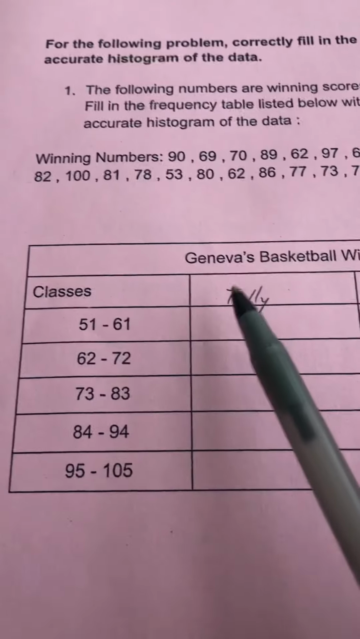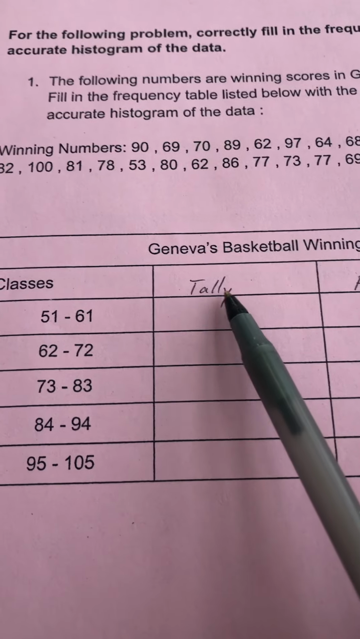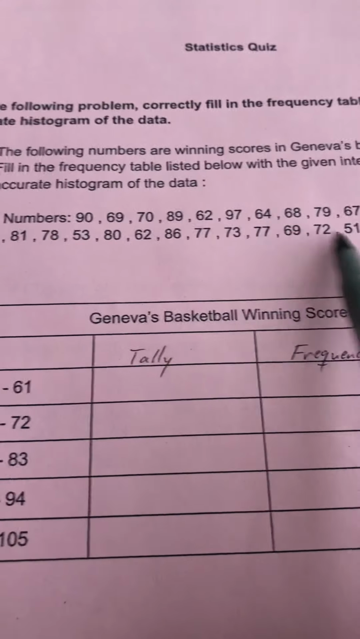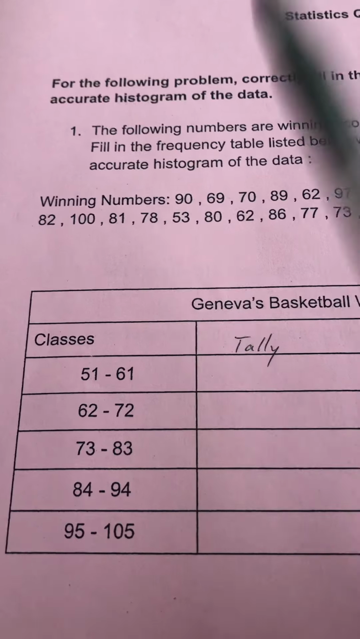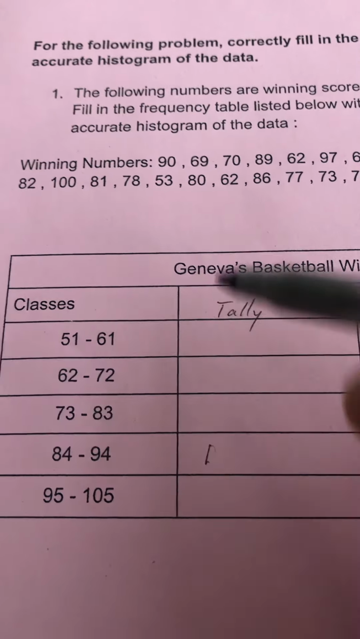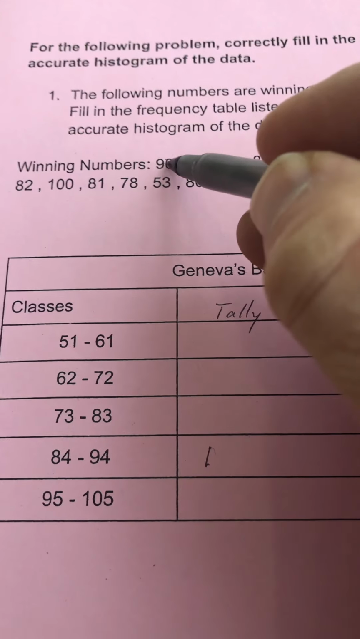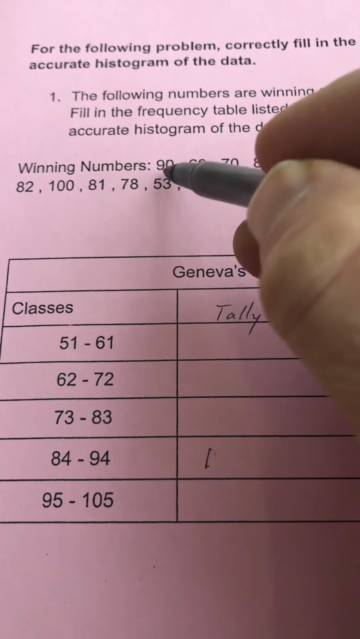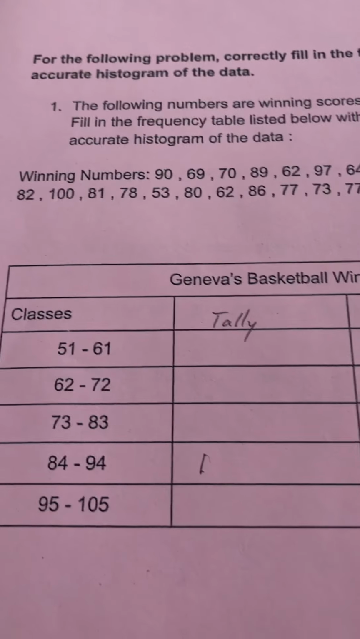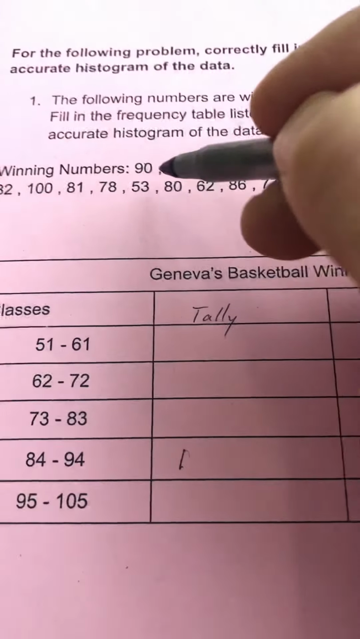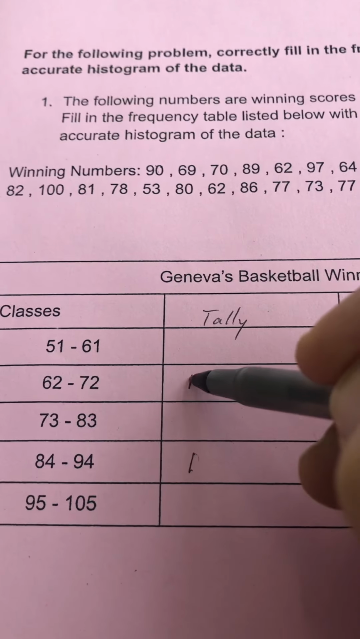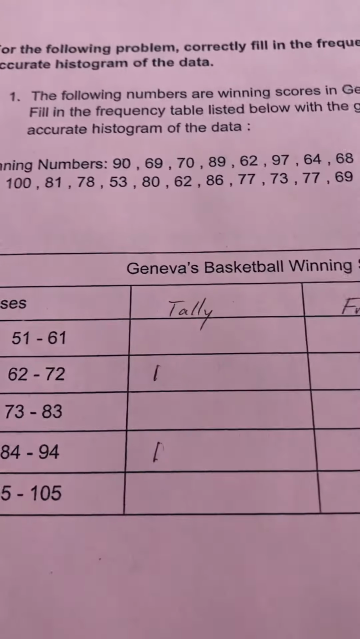So what we're going to do is have tally marks here. You're just going to go through the list, and let's see, 90 falls in between 84 and 94, so I got that one. If you want to mark them off, you can, but don't cover them up because you're going to go back to these numbers and do some things. So 69 would be between these two. You're just going to make all your tally marks, okay?